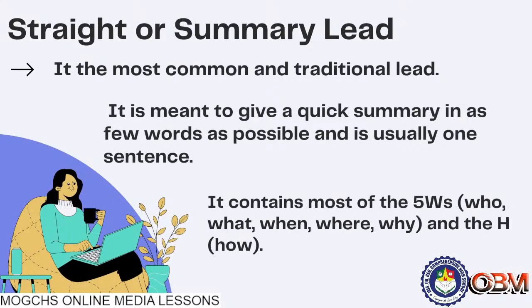Straight or summary lead is the most common and traditional lead. It is meant to give a quick summary in as few words as possible, and it's usually one sentence. It contains most of the 5 W's and 1 H.